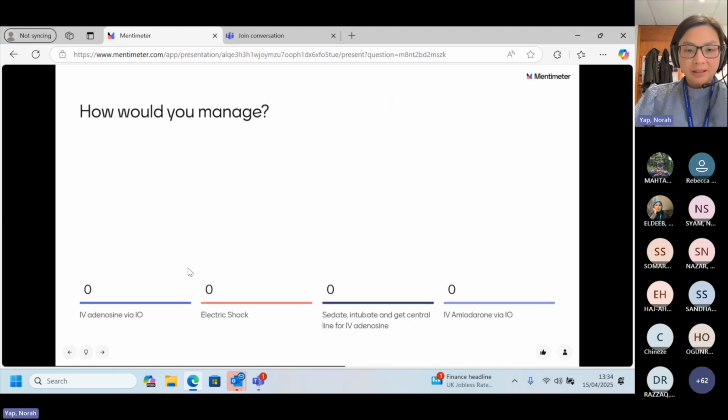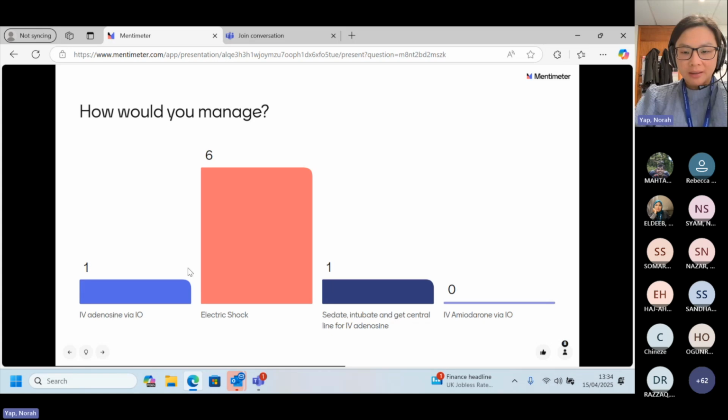So how would you manage this child? You've got an option of adenosine via intraosseous route. You're going to electrically shock this child. You're going to sedate, intubate, get a central line for IV adenosine. You're going to give IV amiodarone via intraosseous route.